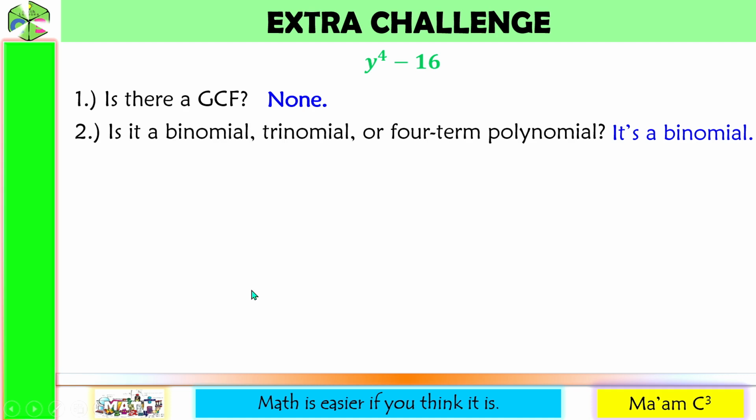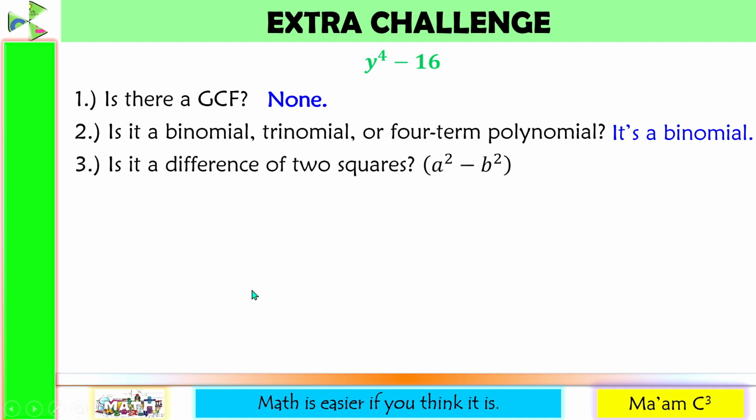Next, can we express it as a difference of two squares, such as a squared minus b squared? For y to the fourth, we can divide 4 by 2. So the answer is yes. For 16, we can take the square root of it and it is equal to 4. So the answer here is yes.